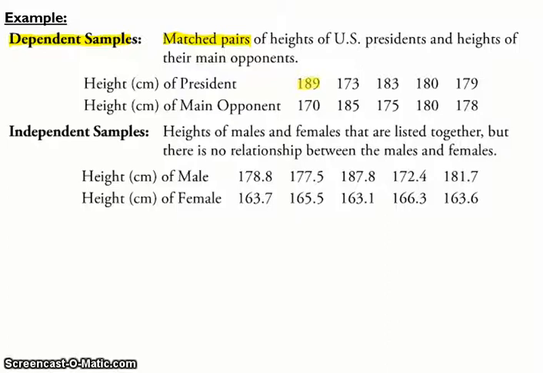There's an inherent relationship between the first pair of data. And for example, this second president, this is his height, and this was the height of his main opponent.